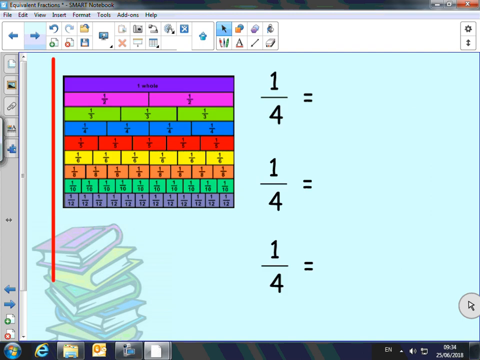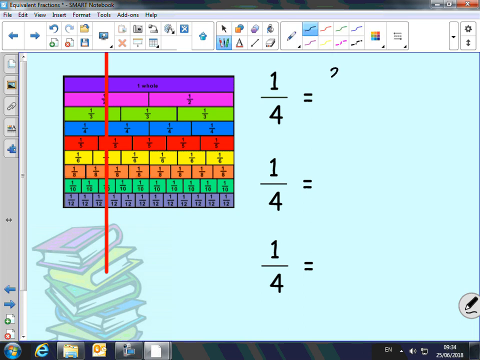So as you can see, we have 1/4. I want to create 3 equivalent fractions to 1/4. If I take this red line over to 1/4, at home you can use a ruler. If you look down that red line, you can see that 1/4 is equivalent to 2/8. If you look further down the line, you can also see that 1/4 is equal to 3/12.